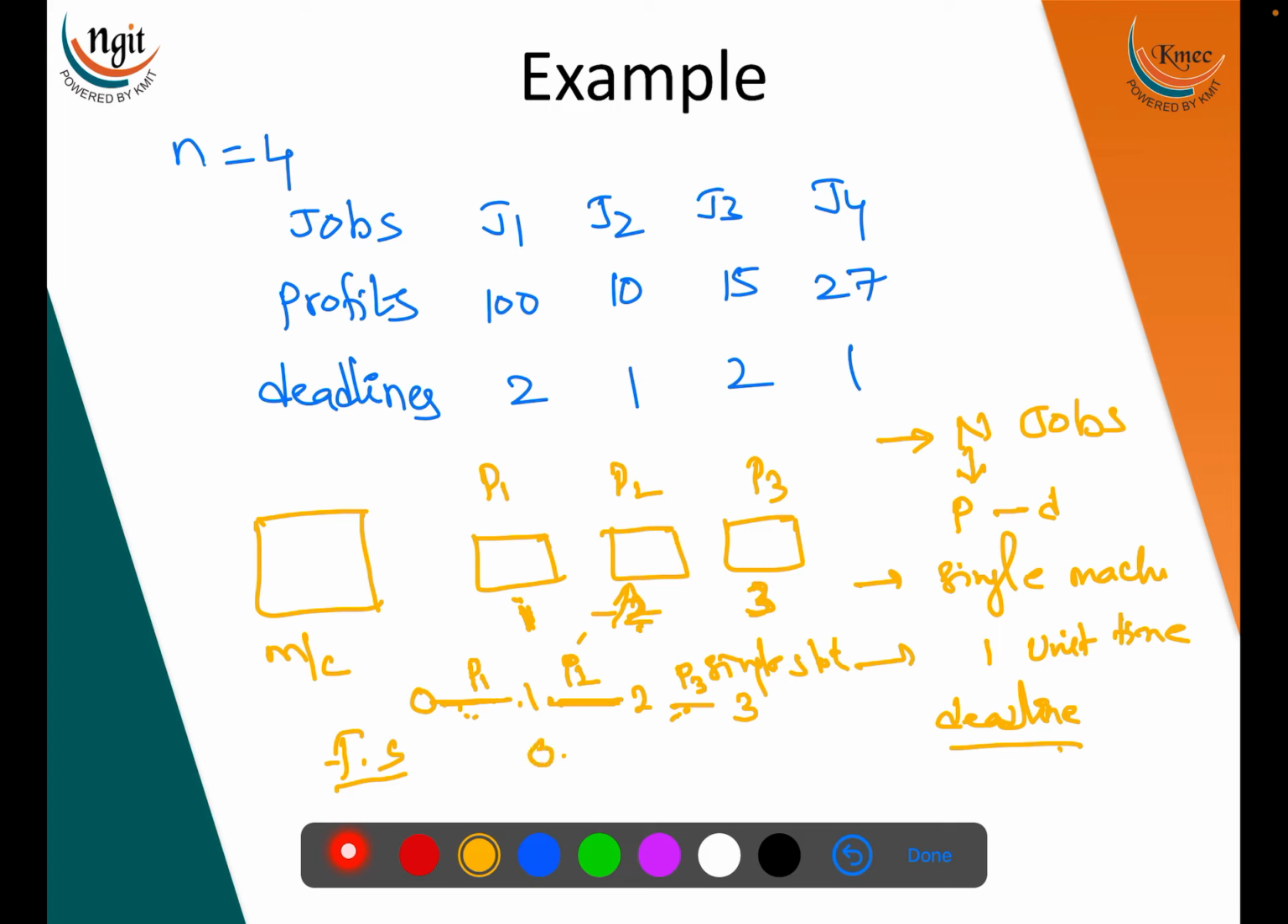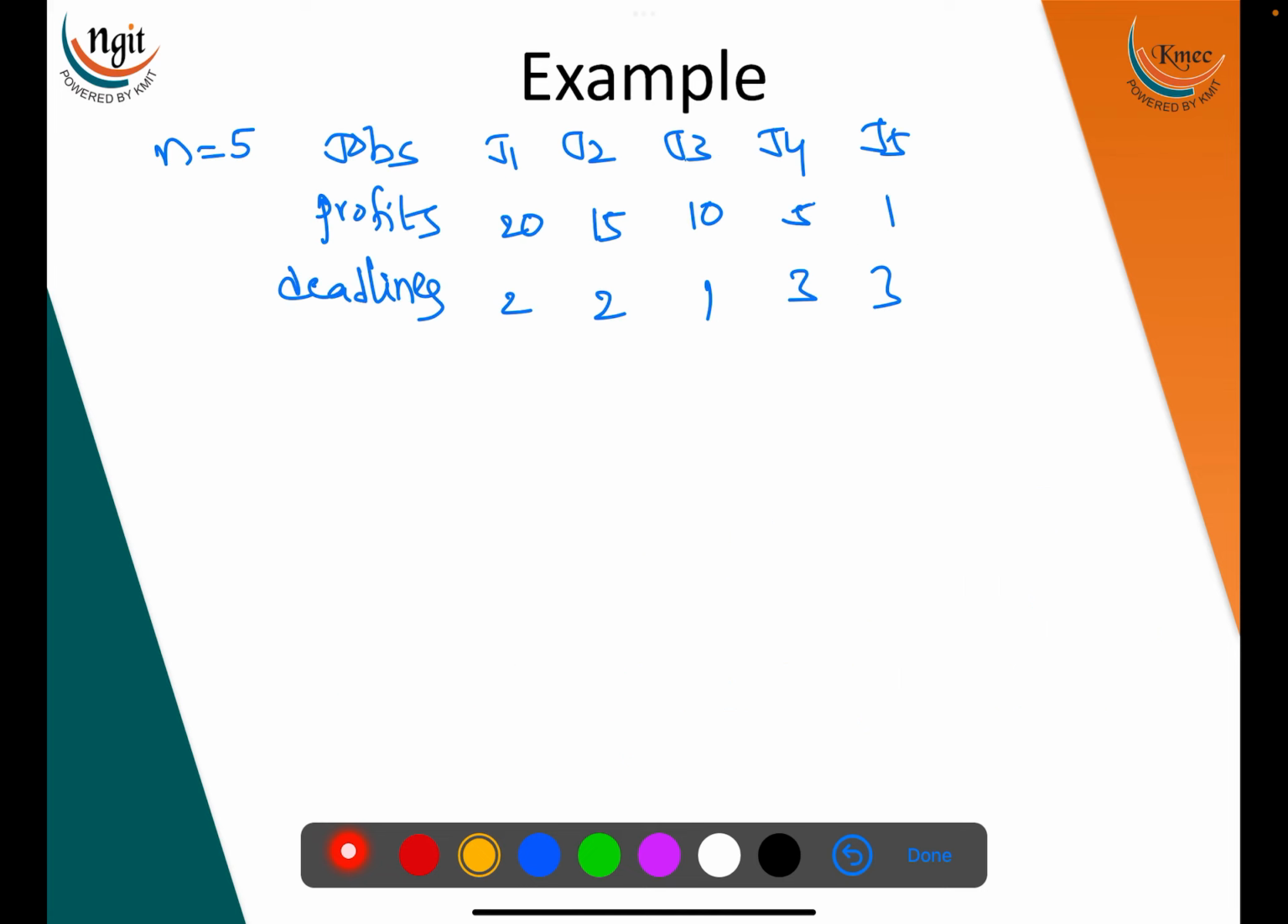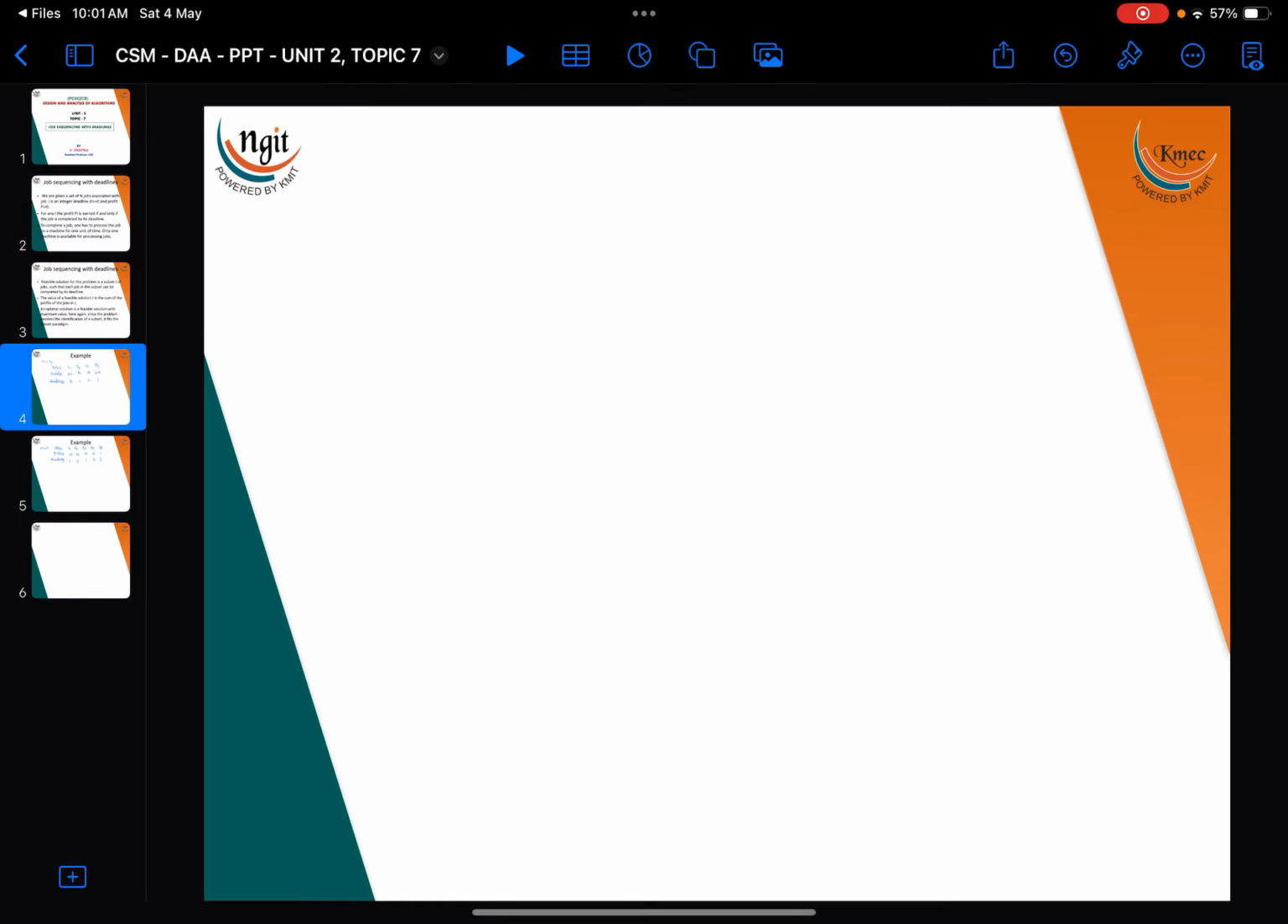Now what is an optimal solution? An optimal solution should be feasible first of all, and then the feasible solution which gives either maximum profit or minimum cost, if it is a maximization or a minimization problem, then you can say it is an optimum solution for the problem. This is what the basic job sequencing with deadlines problem is. Now we'll take an example to understand it.